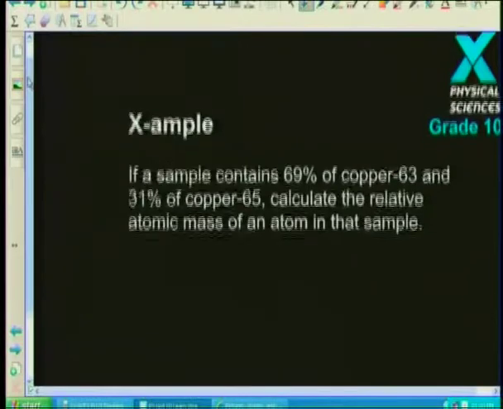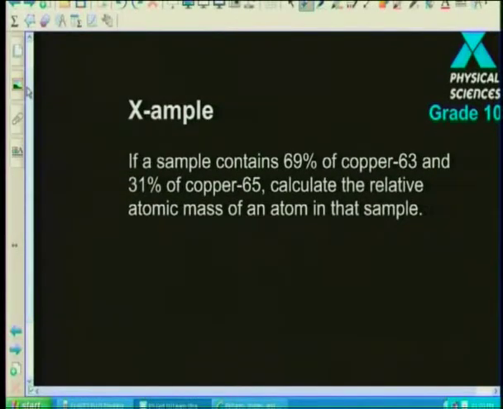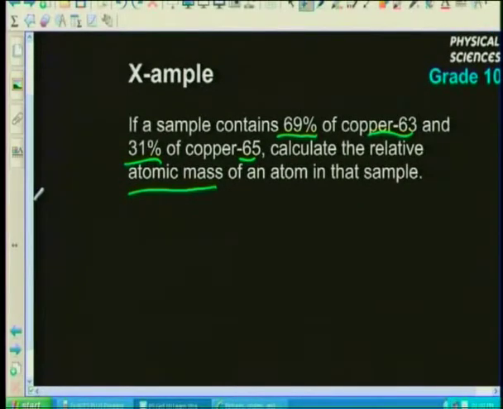We're given this information. We're told that a sample contains 69% of copper-63, remember what that means? It means it has an atomic mass of 63, and 31% of copper-65. Calculate the relative atomic mass, that's the average mass of an atom of that sample. So here we're looking at averages, so let's start. We know that we've got copper, Cu for copper, 63. Now, what would the mass of one copper-63 atom be in atomic mass units?